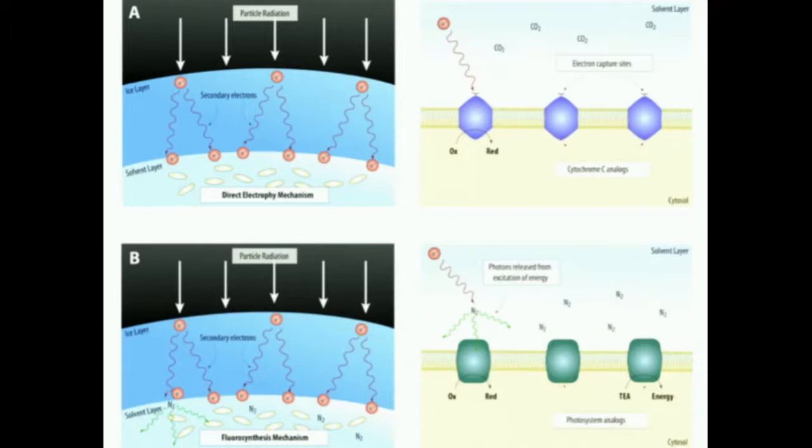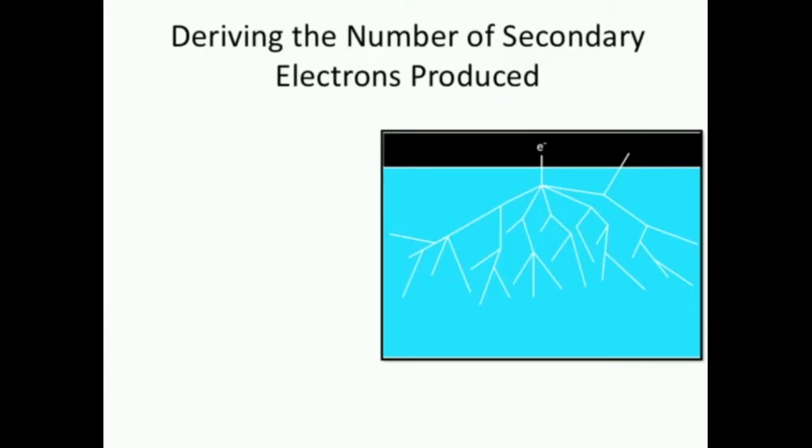So with the particle radiation coming in and forming secondary electrons, we also proposed that the electrons might cause another molecule to fluoresce or release photons. And then in that case, you would just have a process directly analogous to traditional photosynthesis with the organisms using the fluorescent photons to power life. And so this is kind of a diagram of what happens here.